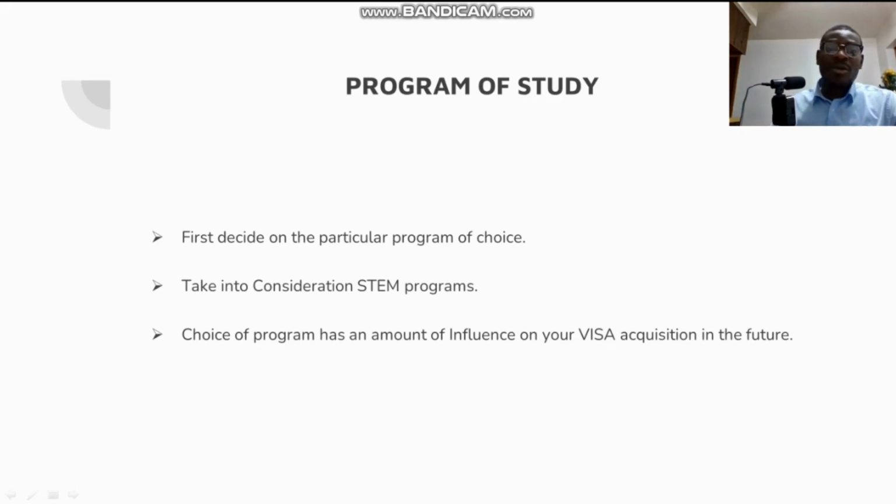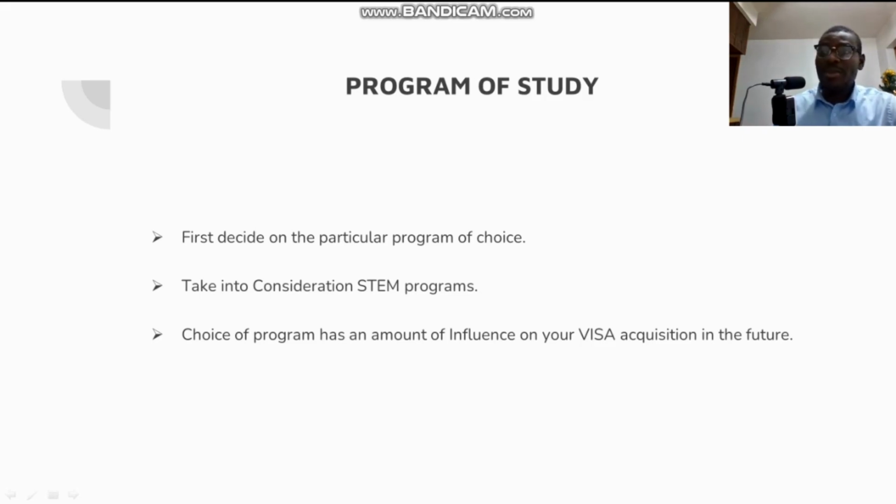Now, the program of study is very important. I'm in the STEM field, right? So I'll be biased again. But I always advise my friends when they reach out to me that they want to travel to the States to study, I advise them to go for STEM programs. Why? One, it's easier. I won't say it's really easy, but there are a lot of opportunities when you pursue a STEM program or major, right? And also the visa, after school, we get a chance to do OPT.